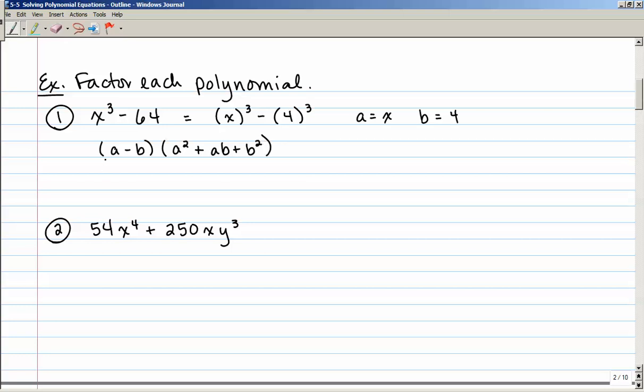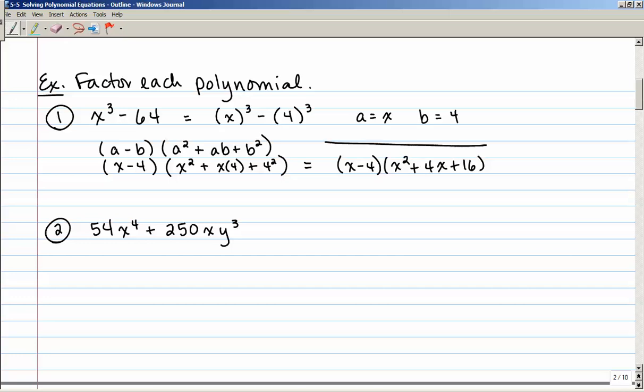And then let's plug in what we have. So that would be x minus 4 times x squared plus x times 4 plus 4 squared. Cleaning that up, x minus 4 times x squared plus 4x plus 16. And that's the factored form of x cubed minus 64.